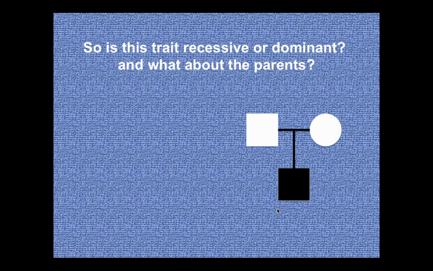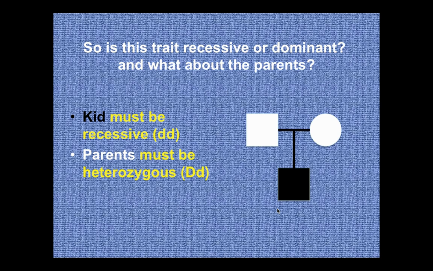So what do you say about this one? Is the trait dominant or recessive? And what about the parents? So first thing, kid must be recessive. The parents must be heterozygous. And so the trait is recessive.